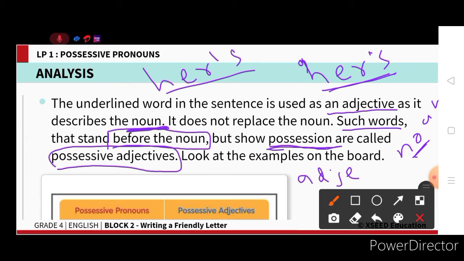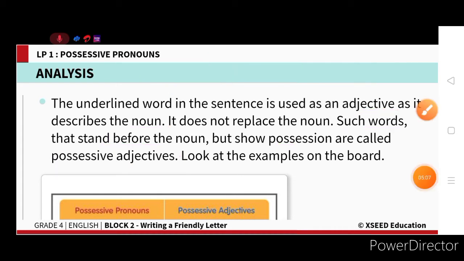Tail is the noun. Before the noun, since it is coming before the nouns, they are called possessive adjectives. If any pronouns come before the noun, they are called possessive adjectives. Now here you are going to see some more examples.